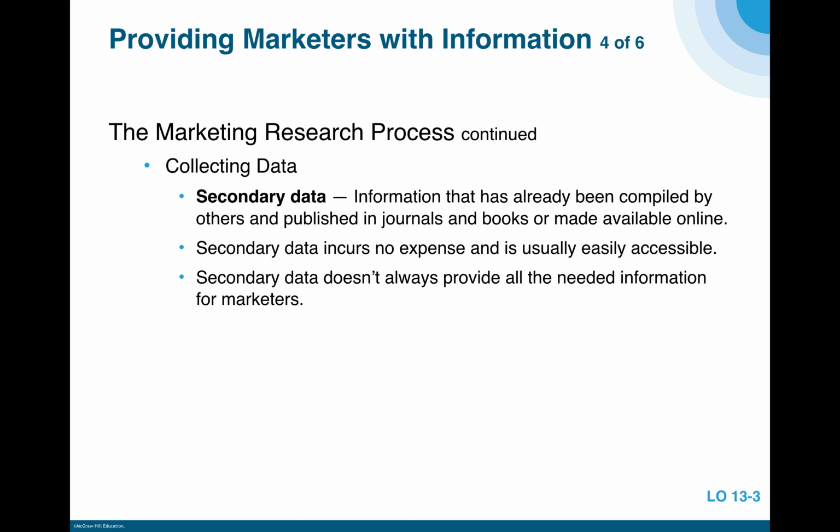As far as collecting data, you can get secondary data, which is information that has already been compiled by others and published in journals and books and made available online. Secondary data incurs no expense and is usually easily accessible. Secondary data doesn't always provide all the information needed for marketers. So, like it says, most of this information is already out there online and readily available for you. It's cheap, but it might not be exactly what you're looking for. So that is one of the downsides to it.